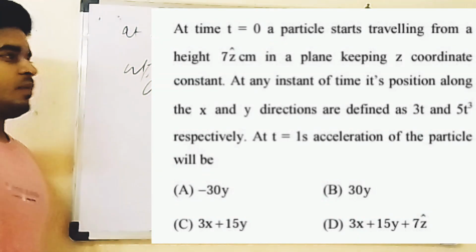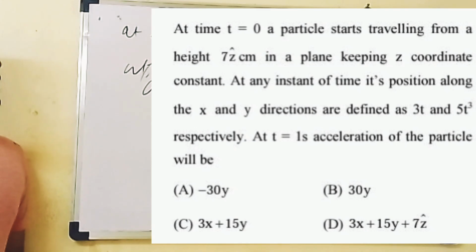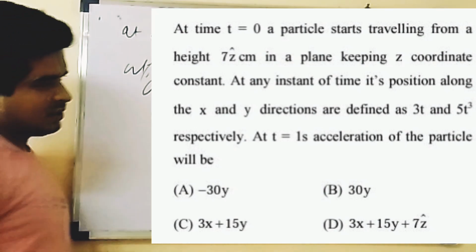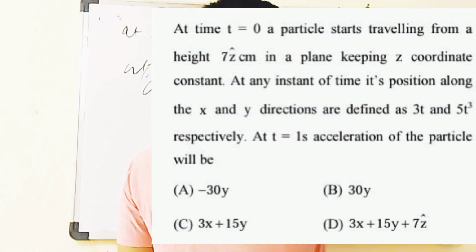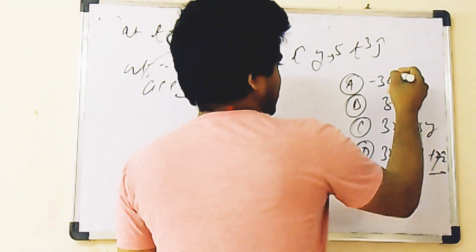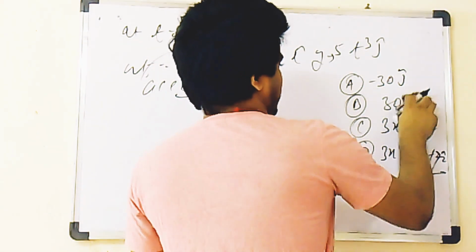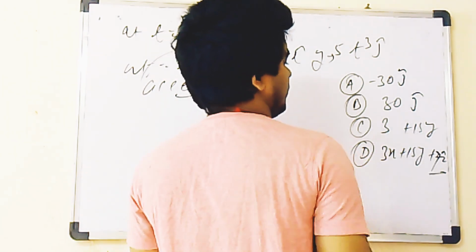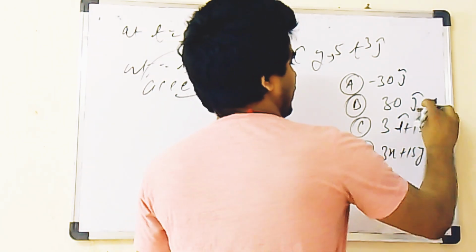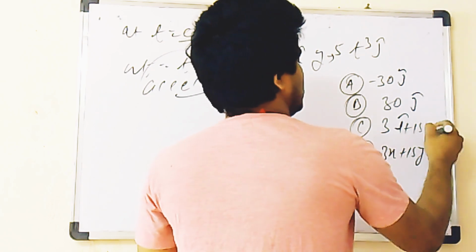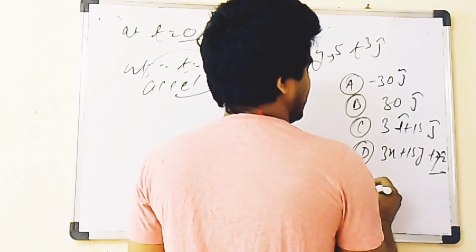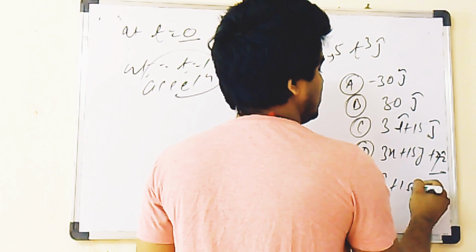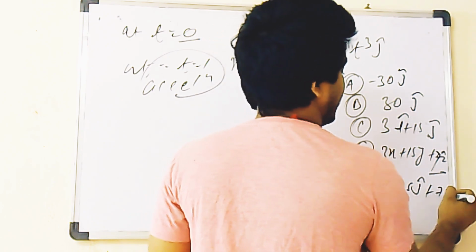Read the question. The question is asking you the value of acceleration. Options are given as: -30 j cap, 30 j cap, 3 i cap, 15 j cap, or 3 i cap plus 15 j cap plus 7 k cap.